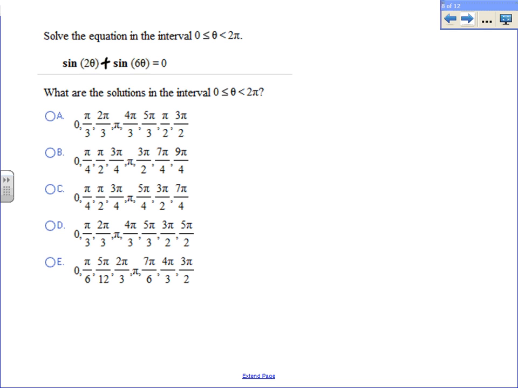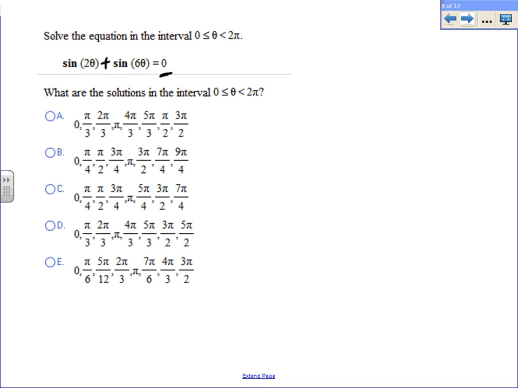Well, why would you want to do that? Well, notice what it's set equal to. It's set equal to 0. And if I have a product, if I have multiplication and it's set equal to 0, then all I have to do is say, well, what makes each expression equal 0? So now let's go with this and let's use that identity there where we're going to do a sum to a product.